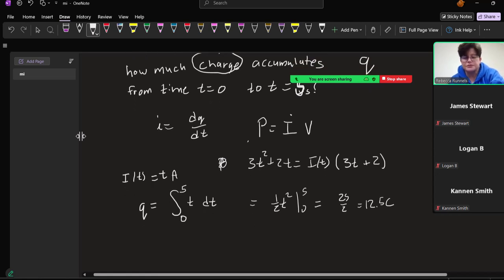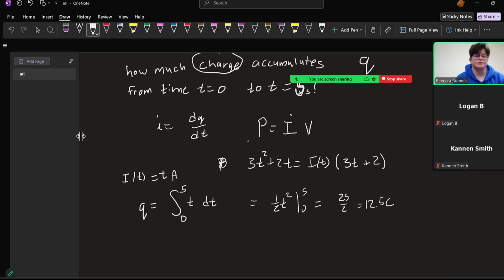So you kind of just, the 3t squared plus 2t is kind of extraneous. No, I used that to find that I of t was t. Oh, okay. Oh, I see. Yeah, this is weird. I've never seen a problem like this before. I just made it up.